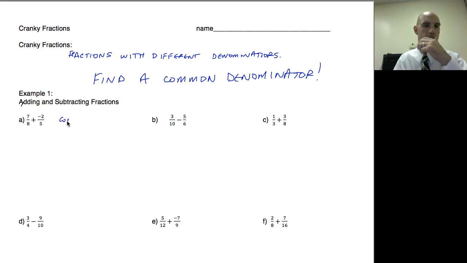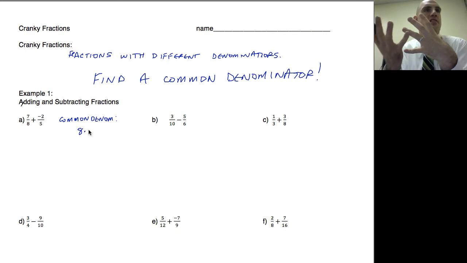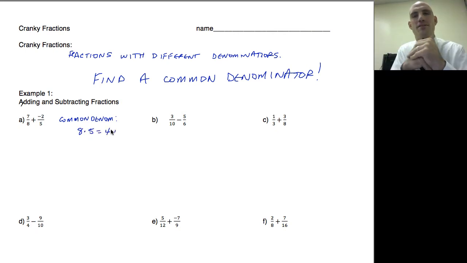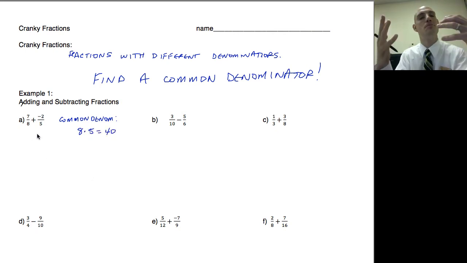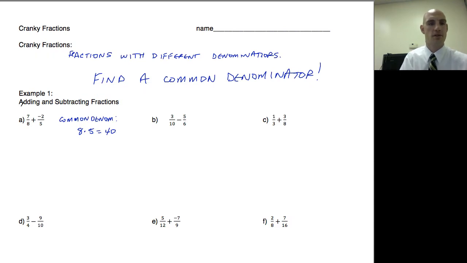Let's look at this first one in A. We're going to add and subtract fractions here. I've got 7/8 plus -2 over 5. Well, I've got 7/8 of something, and I want to add -2/5. I can't do that unless I've got a good basis for comparison. And so I'm going to try to find a common denominator. I'm just going to take the two denominators and multiply them together. So 40 is going to be my common denominator.